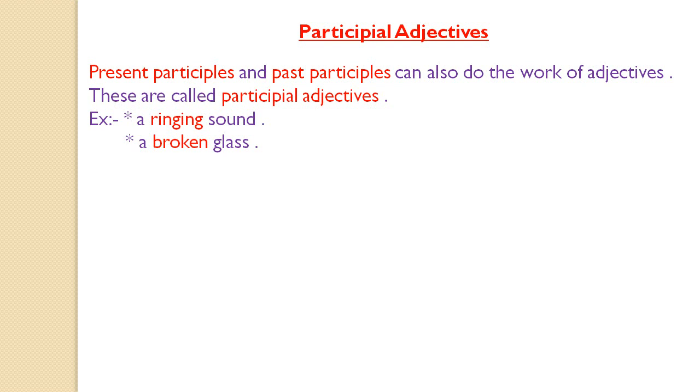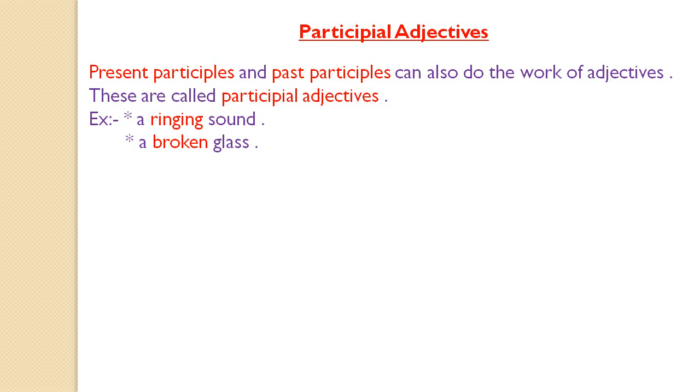Now we will learn about participial adjectives. I have taught you about participles in verbs. Here we will see that present participles and past participles can also do the work of adjectives. These are called participial adjectives. For example, a ringing sound, a broken glass.